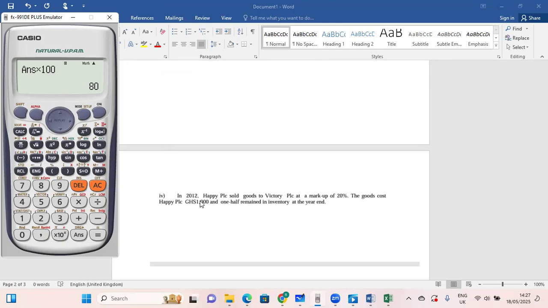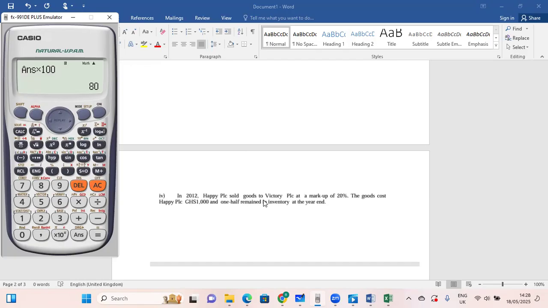So now the fourth information here is that in 2012, Happy PLC sold to Victory. Now Happy is the subsidiary, Victory is the parent. Now Happy has sold to Victory, right? So in the consolidation, you would have to reverse this because the sales was made in 2012. If the sales was made before 2012, then you wouldn't reverse it. But because it is within 2012, the year of acquisition, we have to reverse that sales, right?